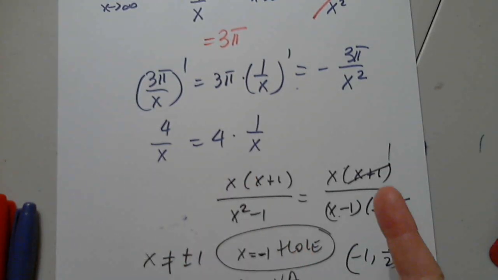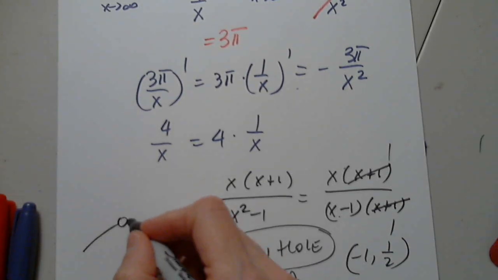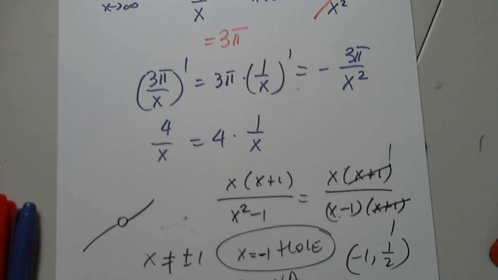Thank you. How do I get the y value of the hole? I plug it in the simplified form. -1 at the top, -2. -1 over -2 is 1/2. So the function will do this at this point.